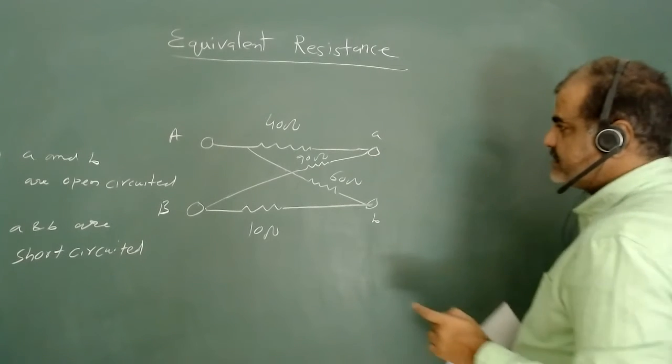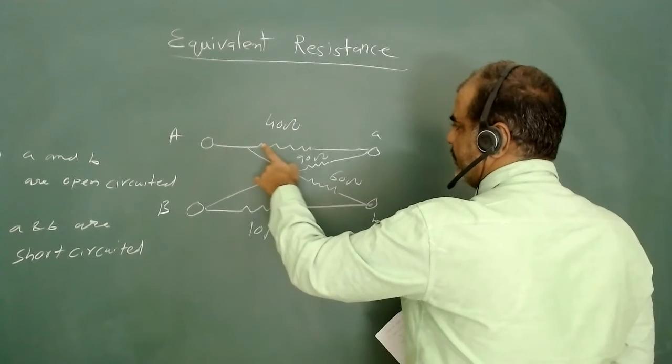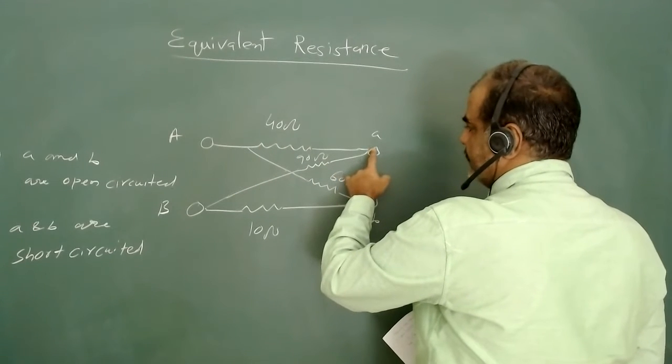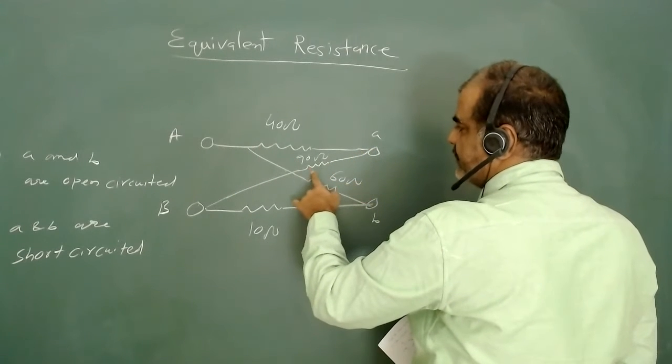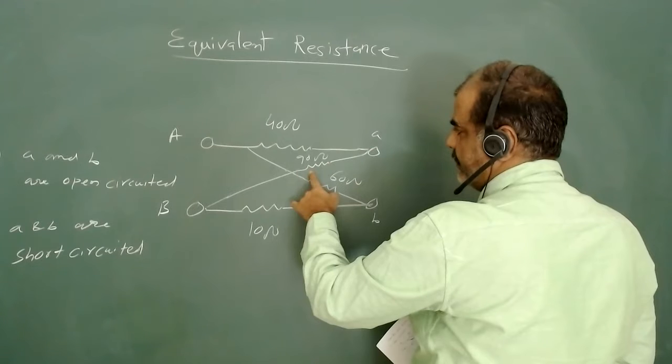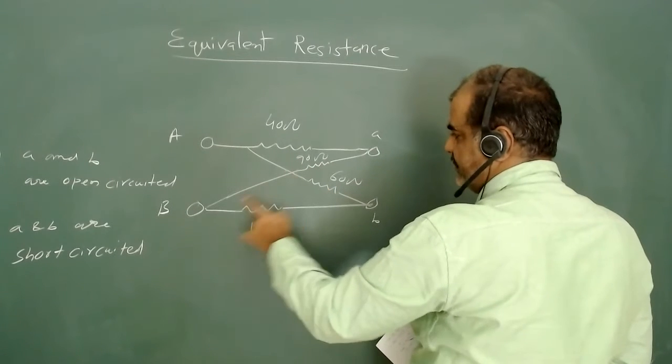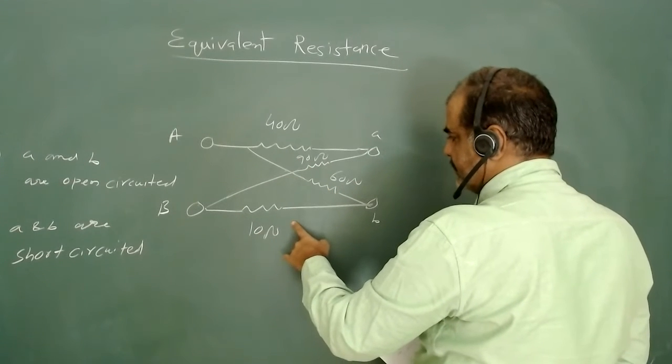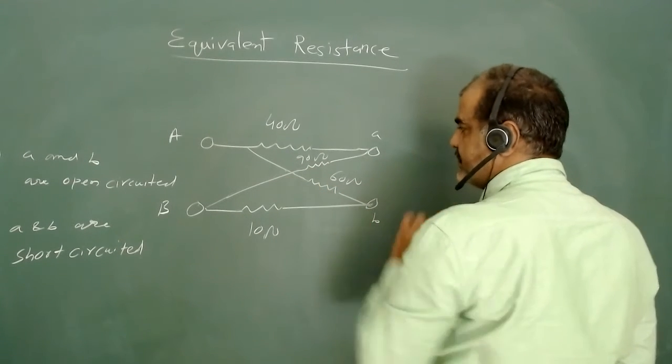Now we can see here this 40 ohm resistance is in series with this 90 ohm resistance. And similarly, this 10 ohm resistance is in series with this 60 ohm resistance.